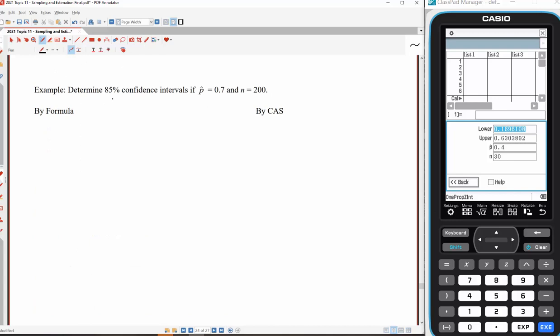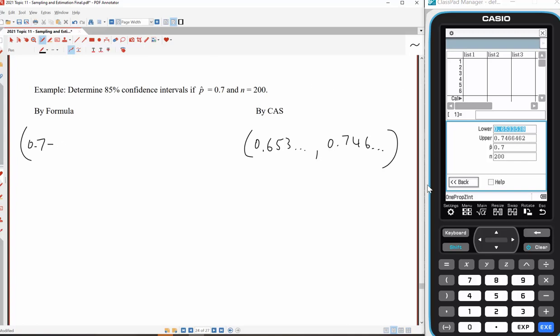Right, determine the 85% confidence interval, if that is by CAS or by formula. Right, so while we're in one prop Z, let's do it by CAS. 0.7 of 200. There it's 200. Okay, so it's 0.653, 0.746 via one prop Z, and the formula, alright, well we'll do it I suppose.